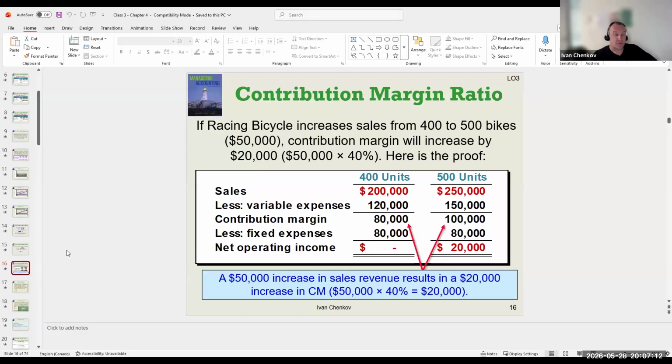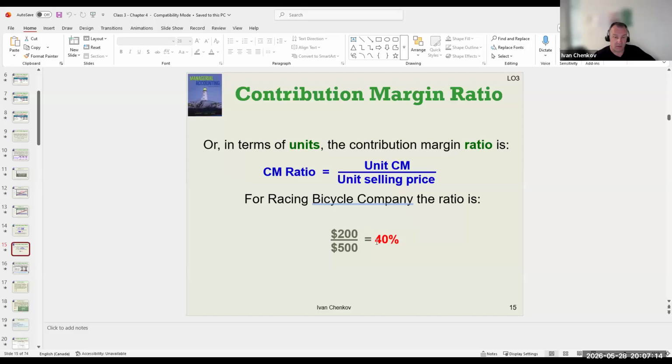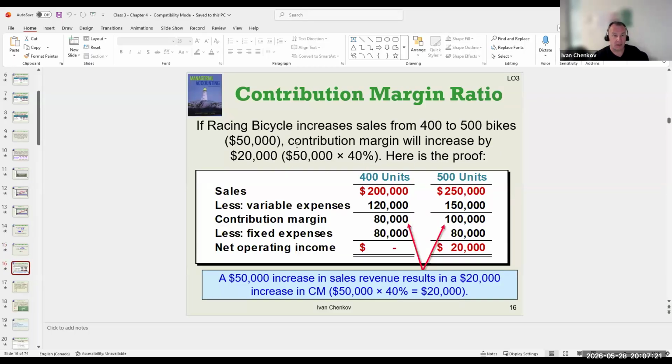So once we know how much we're getting for every dollar of sale, let's see what's going to happen if we increase the sales by $50,000. Our sales go up, but also the variable cost is going to go up, and the contribution margin is going to go up, but not at the same ratio. So what's going to happen? Actually, the ratio is going to stay the same, but not the same magnitude.